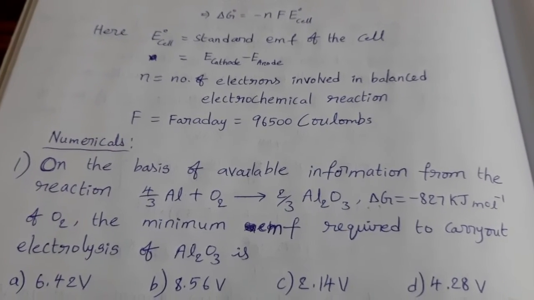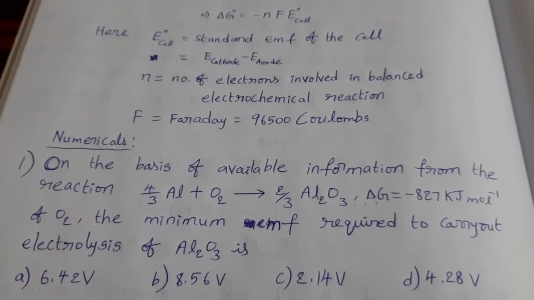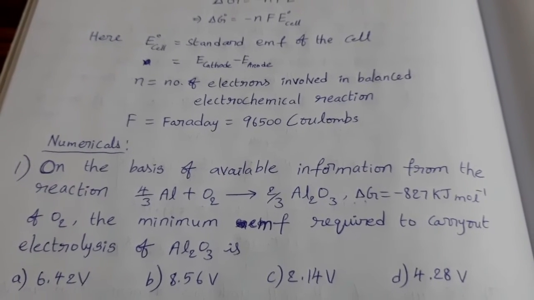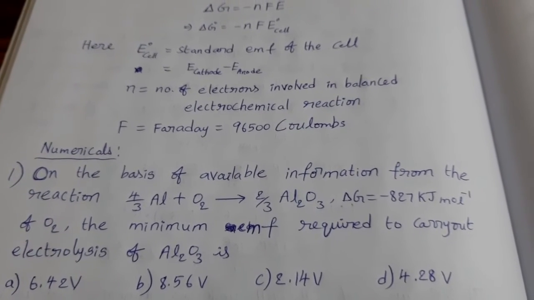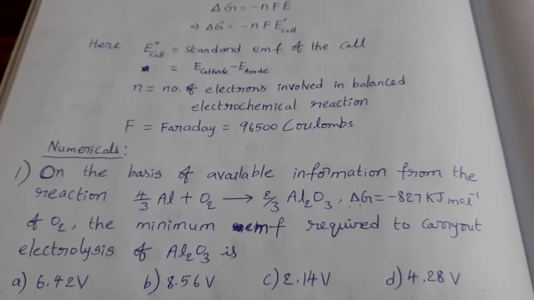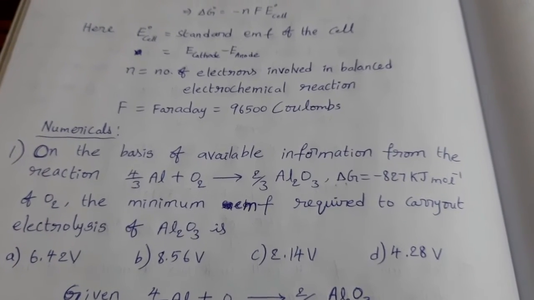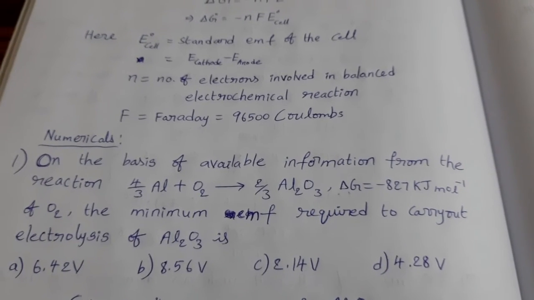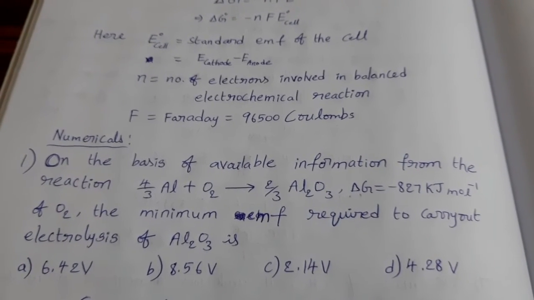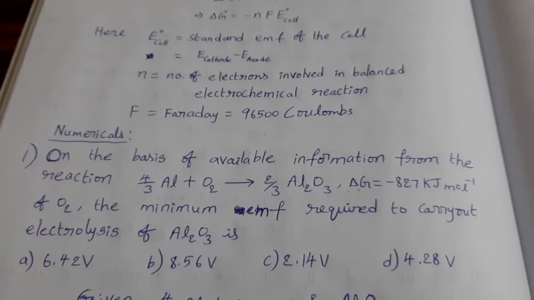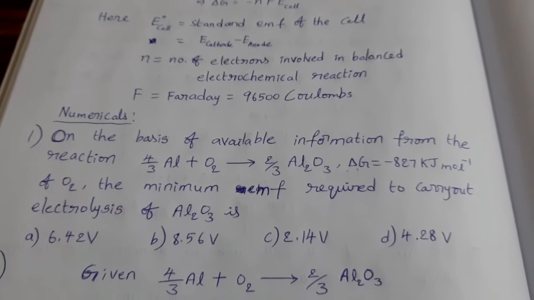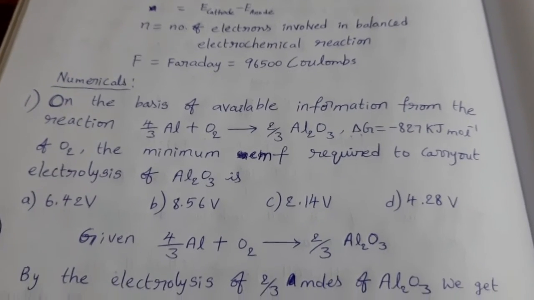So electrolysis means already we know that by using electricity chemical reactions are carried out, then that process is called electrolysis. Okay, here also electrolysis of Al2O3, that means by using electricity Al2O3 is decomposed to aluminum and oxygen.